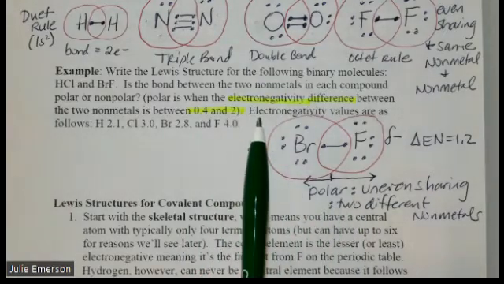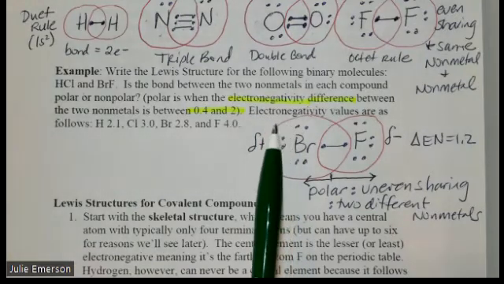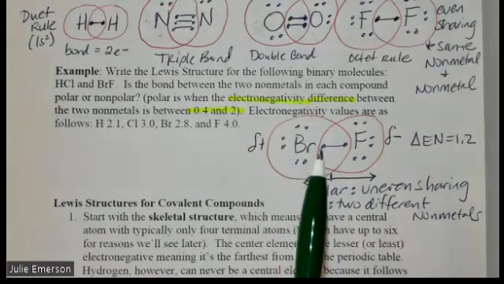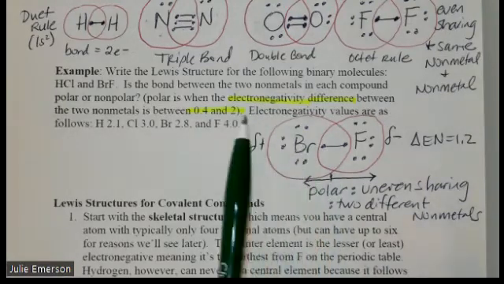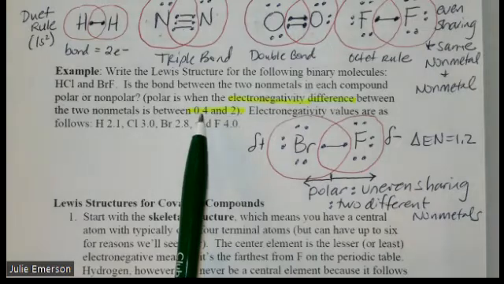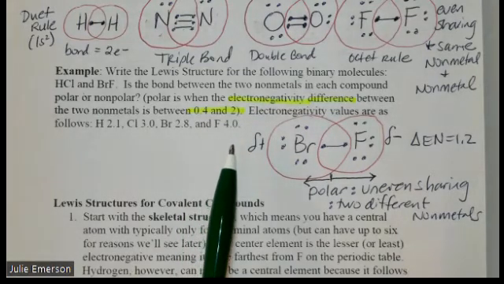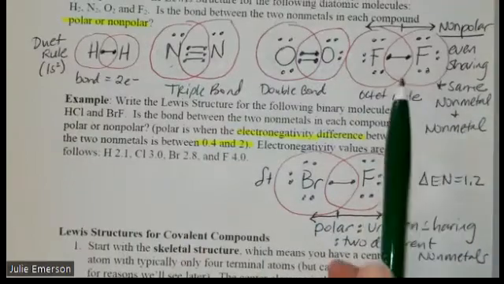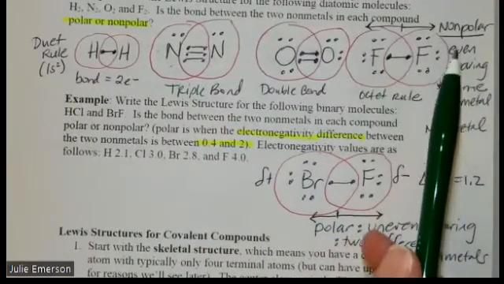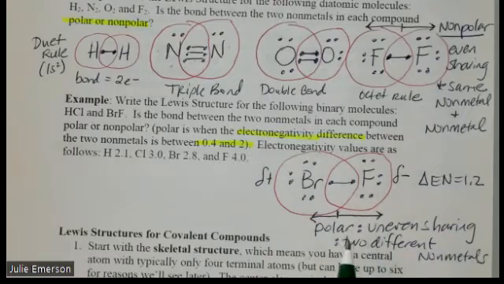If you go past 2, then we're getting into the section on being ionic, because that means one of them is way stronger than the other, so there's probably going to be a transfer. And if it's less than 0.4, that means they're pretty much pulling at the same strength, so overall we're just going to say it's nonpolar. I always like the really simple definition, right? If it's two nonmetals that are the same, makes sense, no poles. If it's two nonmetals that are different, we're going to have polar.